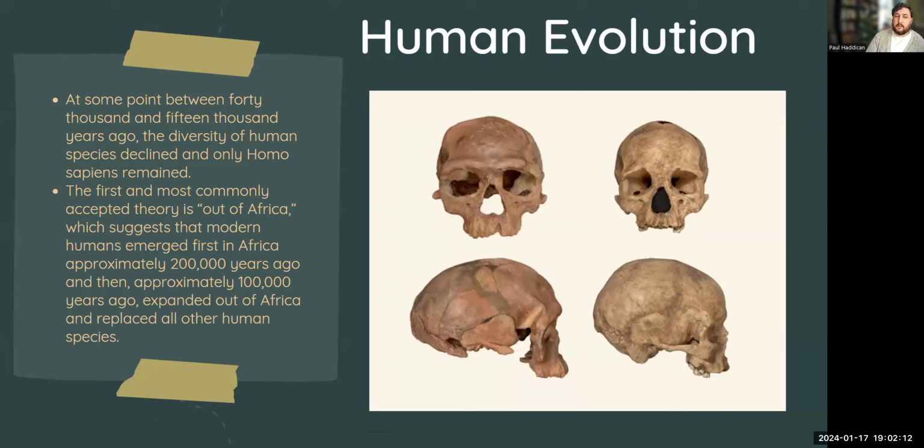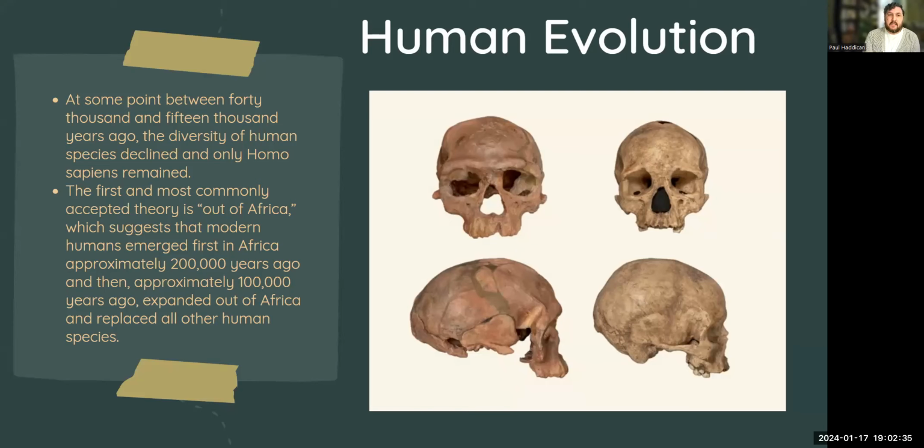The first and most commonly accepted theory of how Homo sapiens spread throughout the world is the out of Africa theory, which suggests that we first emerged in Africa about 200,000 years ago, and then 100,000 years after that, just started walking all over the place and ended up walking everywhere from Africa out to all the different parts of the land.